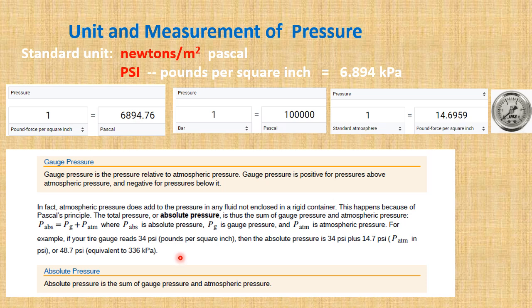But just the idea, the gauge pressure is how much above the atmospheric pressure. Or mathematically, it is the other way. The absolute pressure, or you can say the real pressure, is the gauge plus whatever is already there, the atmospheric pressure.